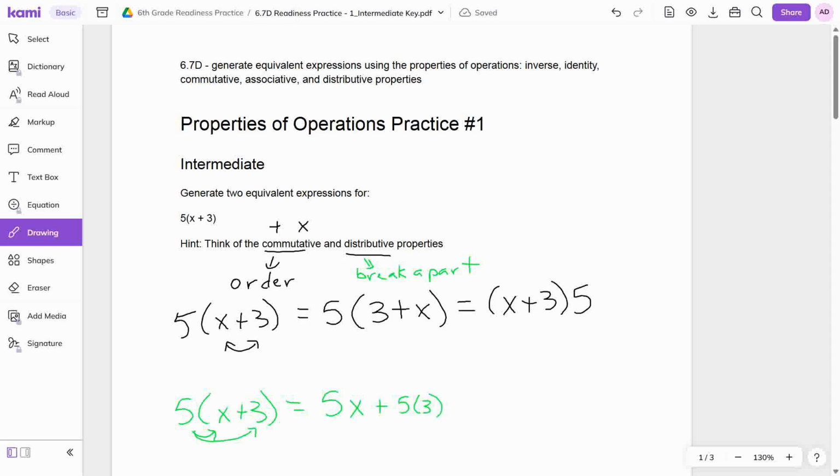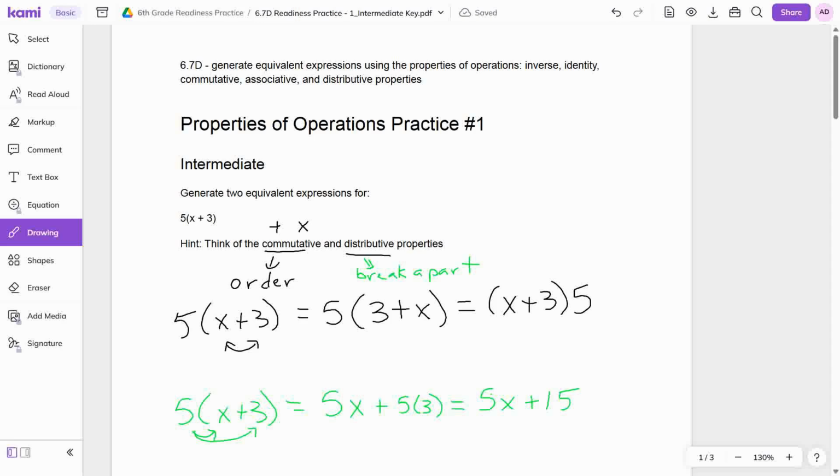Now, we can't simplify 5x because we don't know what the x is. So 5x is already simplified. We can go ahead and simplify that 5 times 3. So we could write it like this. That's one equivalent expression. Or we can write 5x plus 15. And that distributive property is essential because we'll be using it for the rest of our mathematical lives, going backwards and forwards with it.